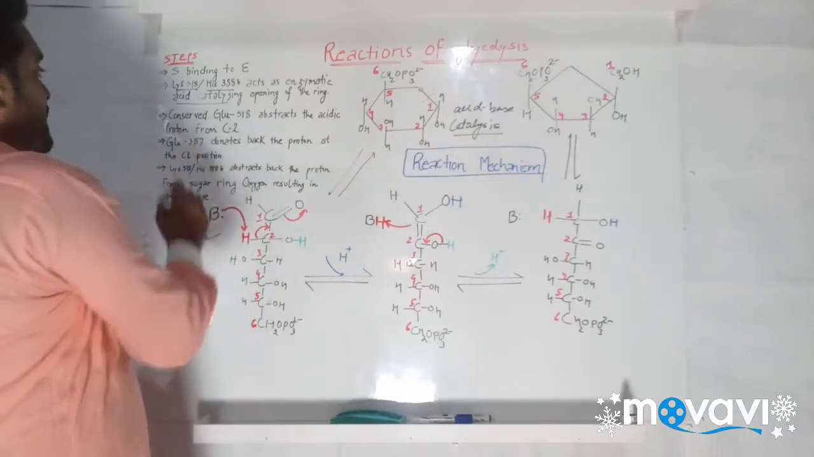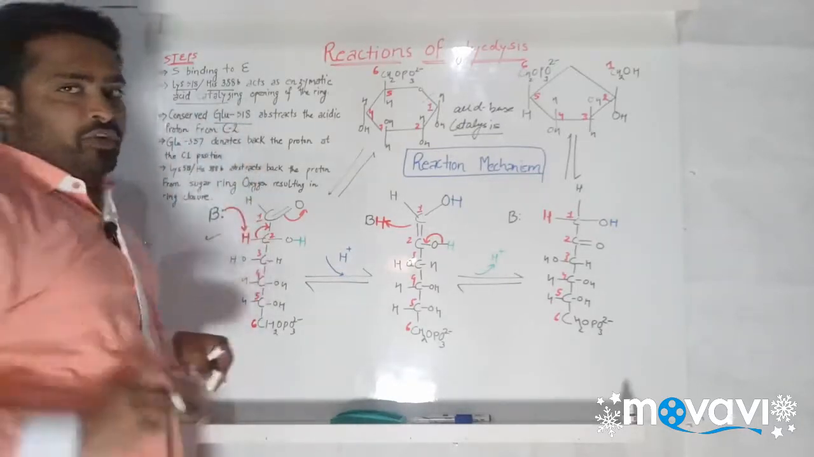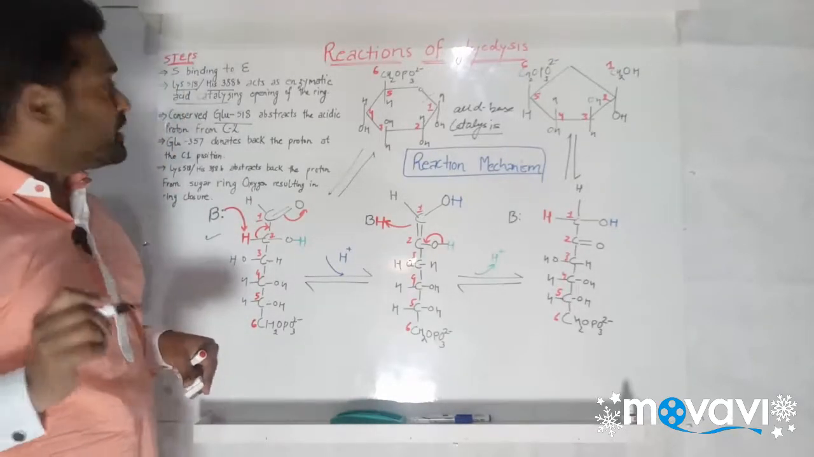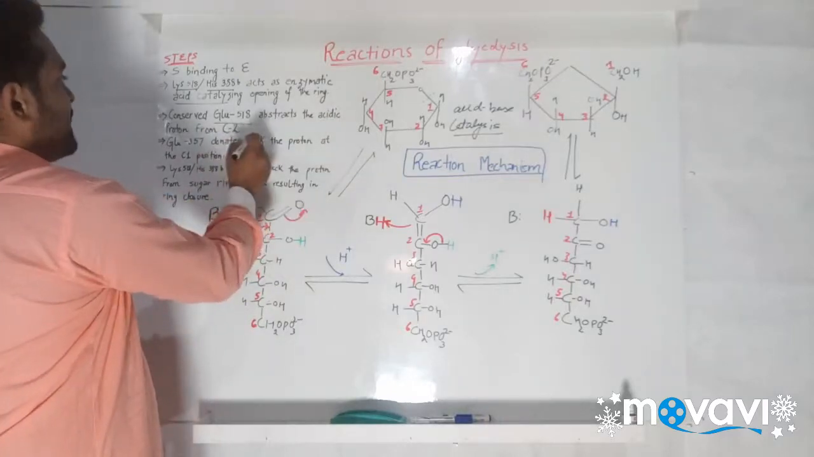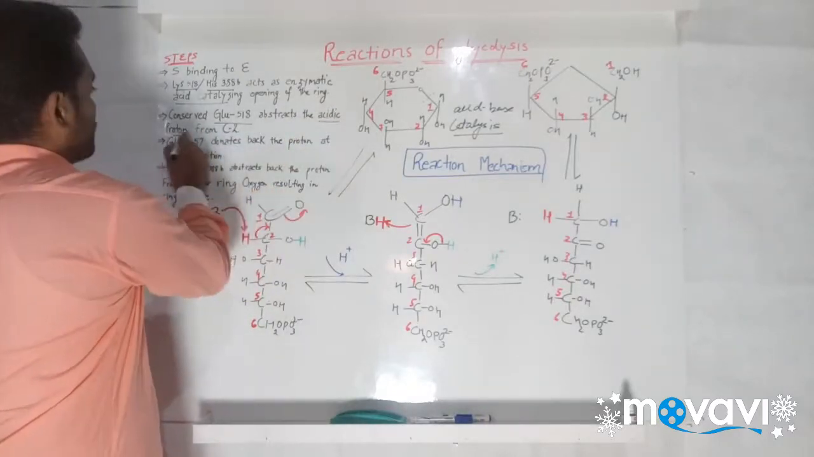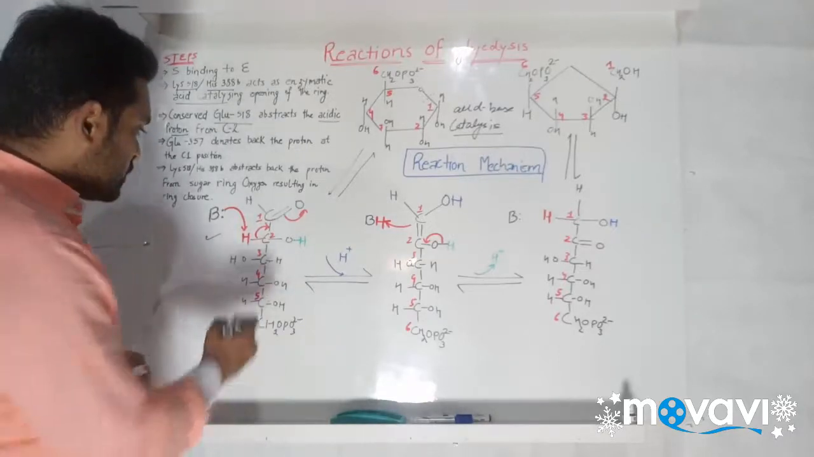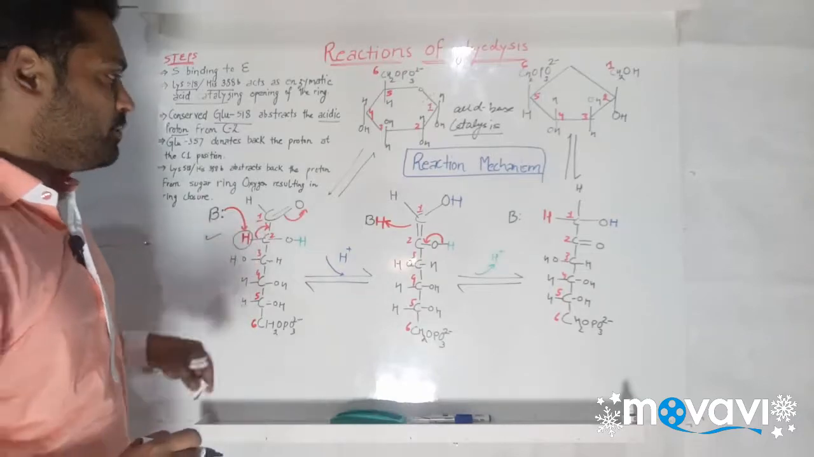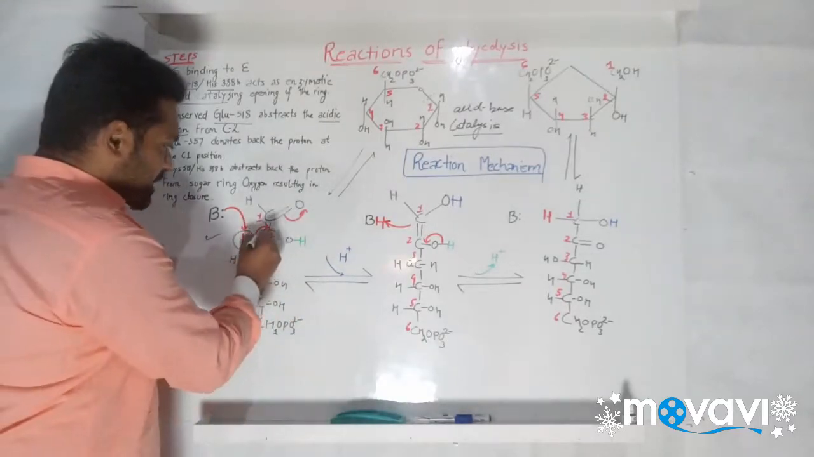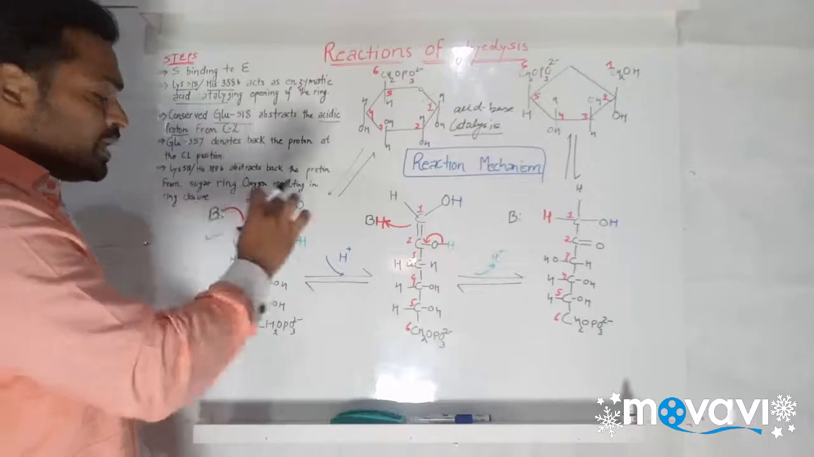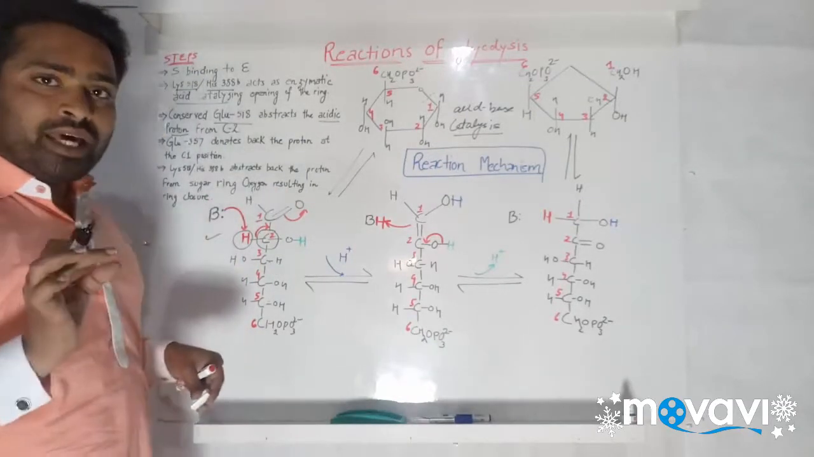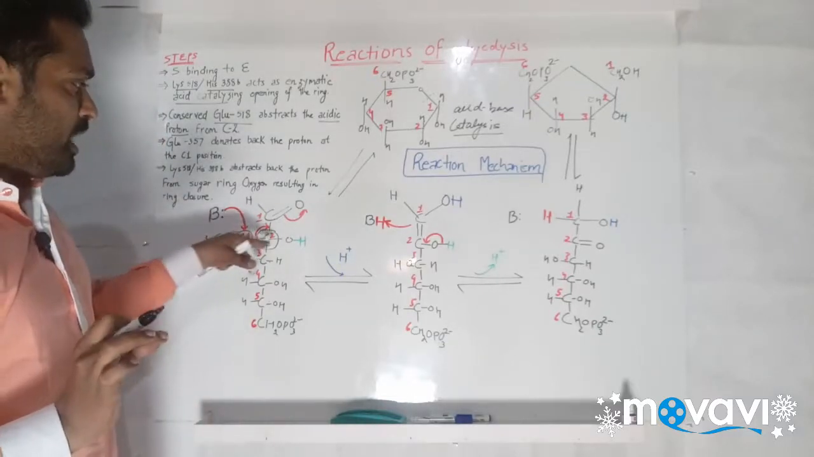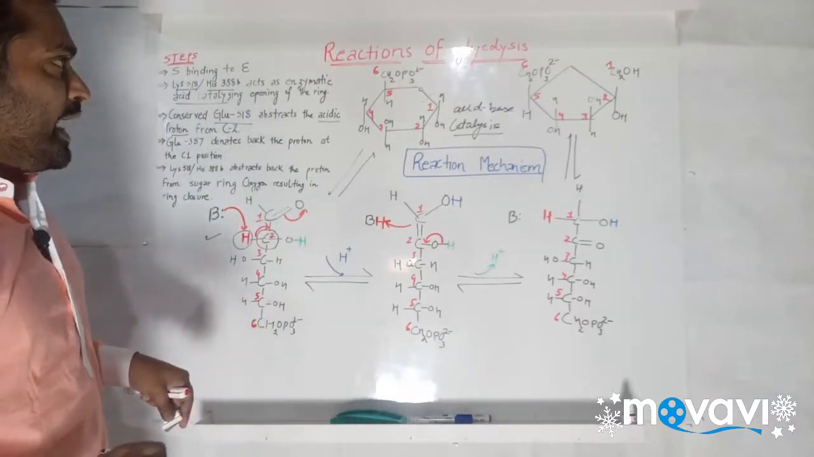Then the conserved glutamate 518 present on the enzyme abstracts the acidic proton, and it acts as a base. It is going to abstract the proton from here at the second carbon. We are only interested in this second carbon because we want to convert it into the keto form, and the keto form in case of fructose is present on the second carbon.